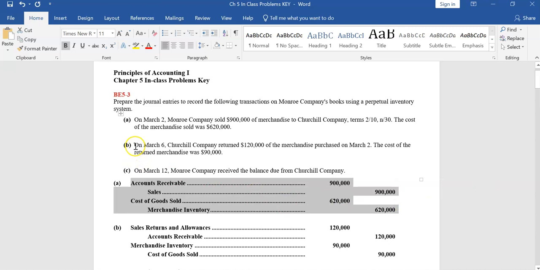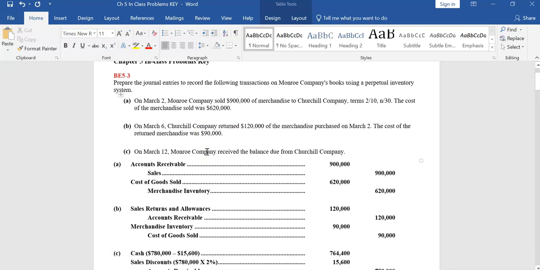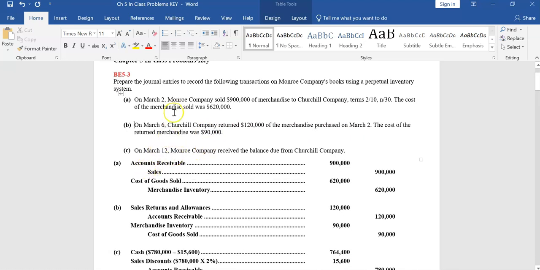The next thing that occurred is on March 6th, Churchill Company returned $120,000 of the merchandise that they had purchased on the 2nd. The cost of the returned merchandise to Monroe was $90,000. If this was returned, Monroe has essentially lost some of their revenues.